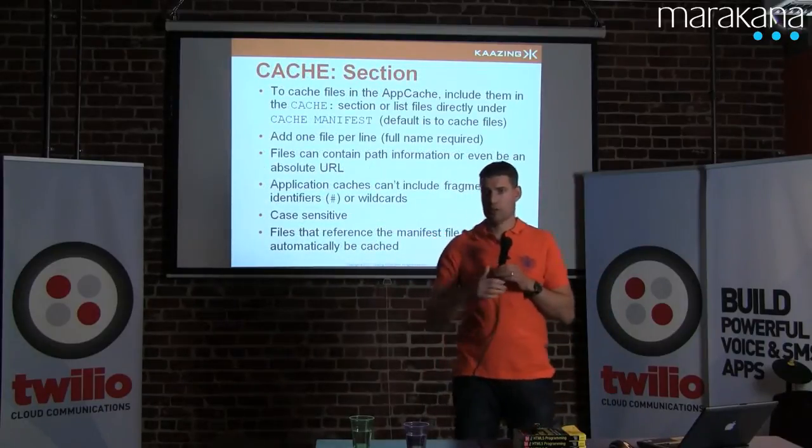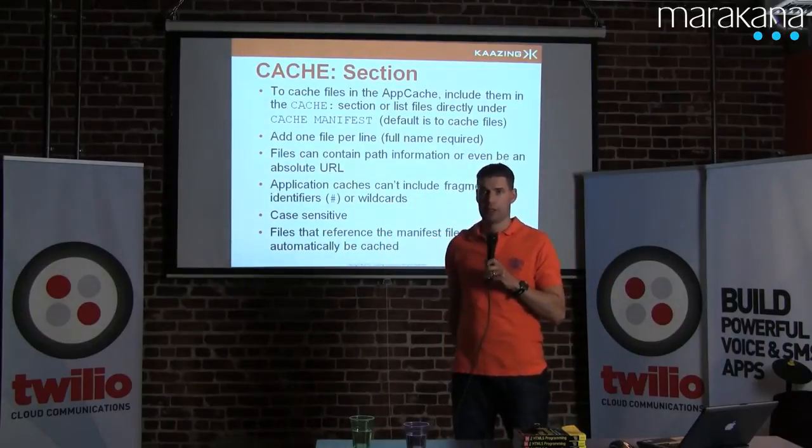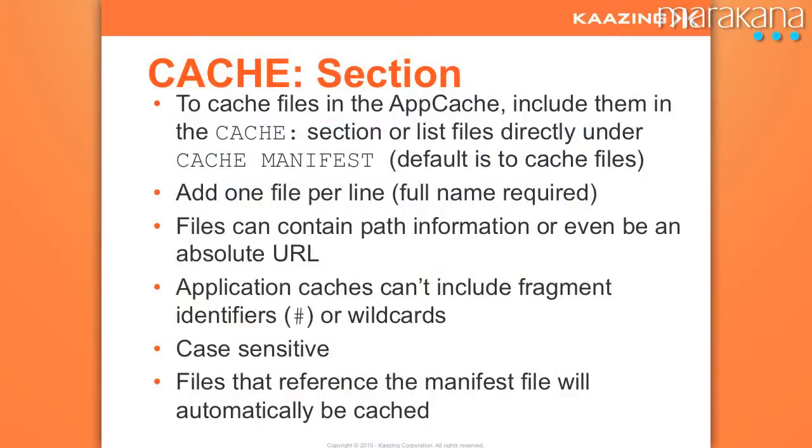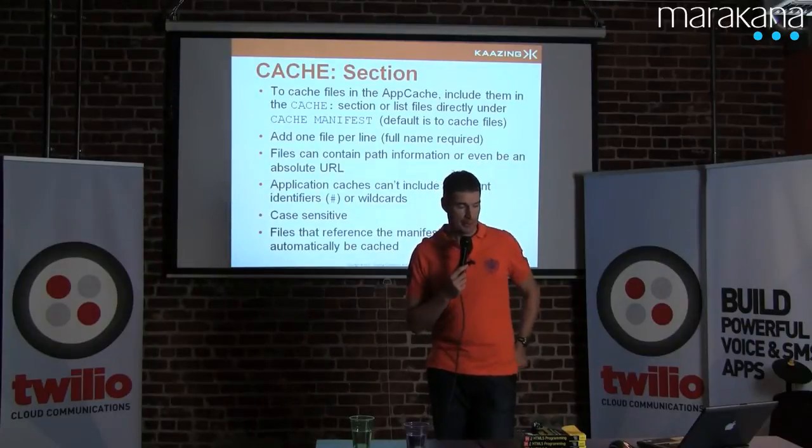All right, so the cache section. You can leave the cache colon part out if you list files right there at the top, because that's the default behavior, that they will be cached. You can put 1 file per line. You can't put wildcards in there. You can't put star.html or something like that. It has to be specific file names.